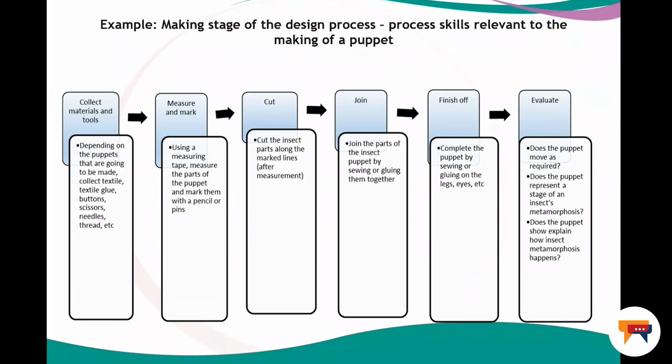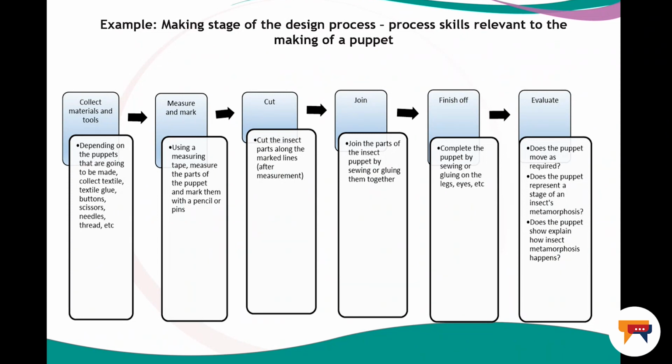Take the making stage of the design process, maybe in terms of making a puppet. It would mean that they need to collect materials and tools. Depending on the puppet they're going to make, they have to think of what type of material. Do they need buttons for the eyes? They'll obviously maybe need to sew something on, obviously with a little assistance, and measure and mark to make sure that the eyes are aligned. So it's very important that we teach them to measure and mark and to cut alongside the lines so that the puppet is neat and is something they can use in a drama or whatever the case may be.